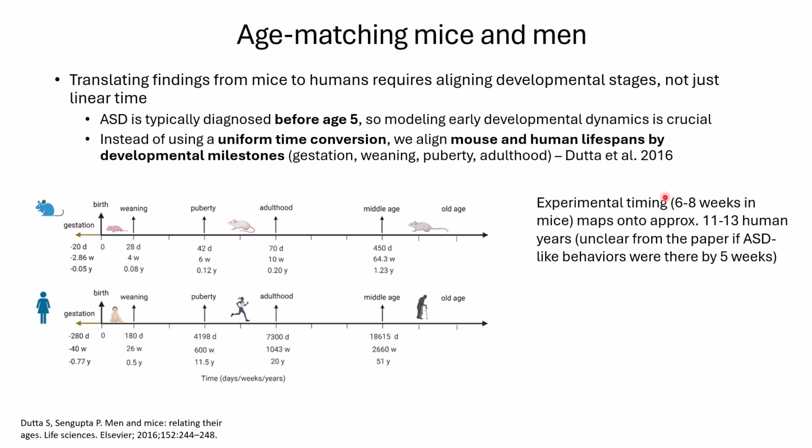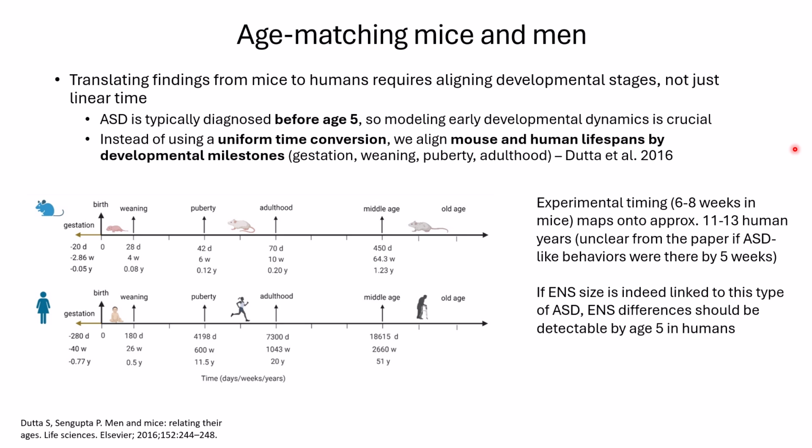And we know that experimental timing was about 6 to 8 weeks, and that will actually map to approximately, according to this, about 11 to 13 human years. So if one were to use this to design an experiment, maybe they should have looked a little earlier, closer to what would be 5 years, so maybe that would be better. But it is unclear from the Margolis paper if they saw any ASD-like behaviors by 5 weeks or not. Maybe they did, maybe they just wanted to make sure that everything that could have developed has developed. I don't know, but this is what we have to work with.